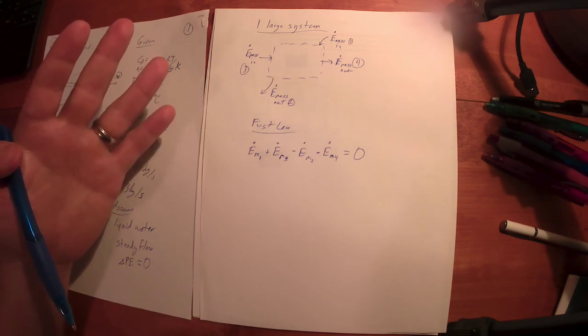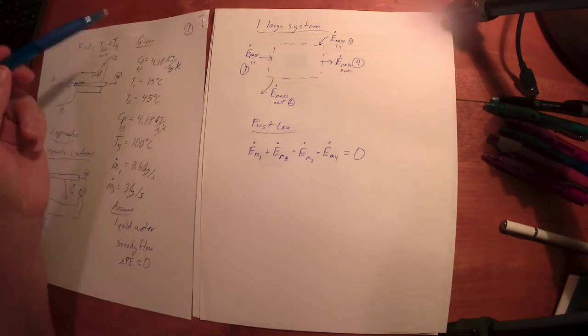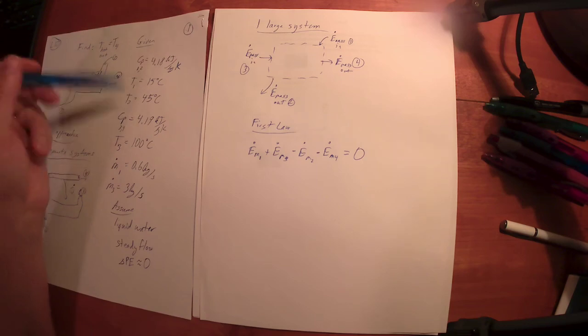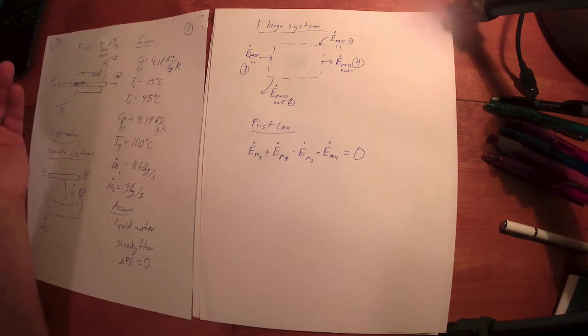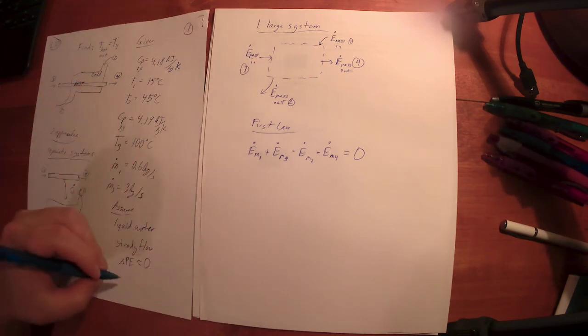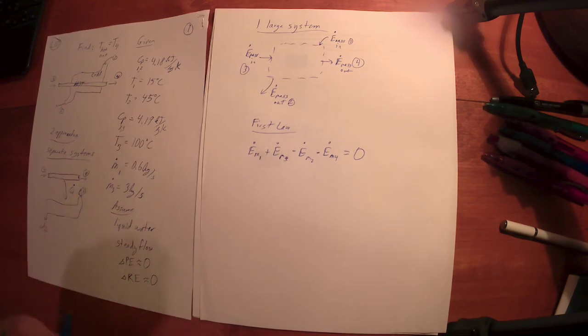Do I have enough information to find the speeds? Well, I don't have the areas. If I knew the areas of these inlets and outlets, maybe. But that would be about it. So no, I think we're going to have to assume, and I think it's a fair assumption, the kinetic energy is going to be pretty constant. It's not going to be a significant change. If it does change, it's going to be pretty small compared to the enthalpy change.